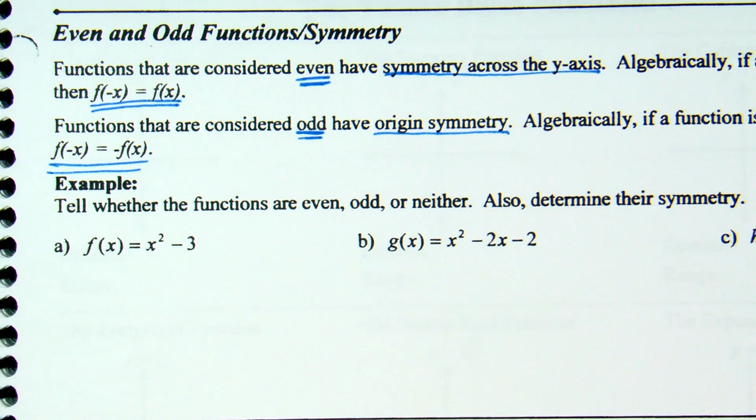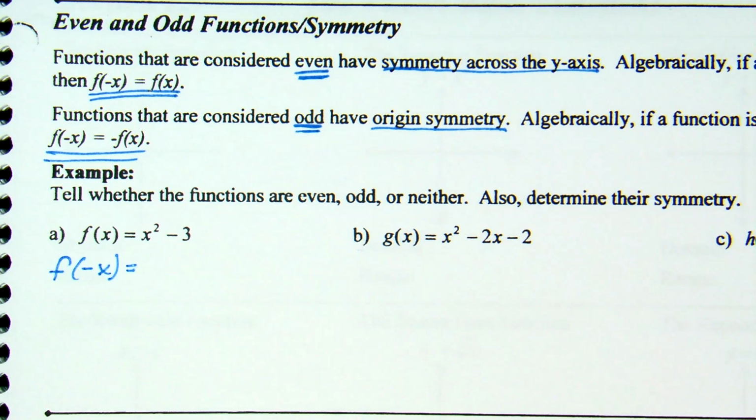So in order to check whether a function is even or odd algebraically, you need to find things like f of negative x and negative f of x. So my suggestion is always to start off finding negative f of x. No, not negative f of x. F of negative x. Sorry, I'll get it straight here in a moment. So let's do that on this one. Let's find what f of negative x is.